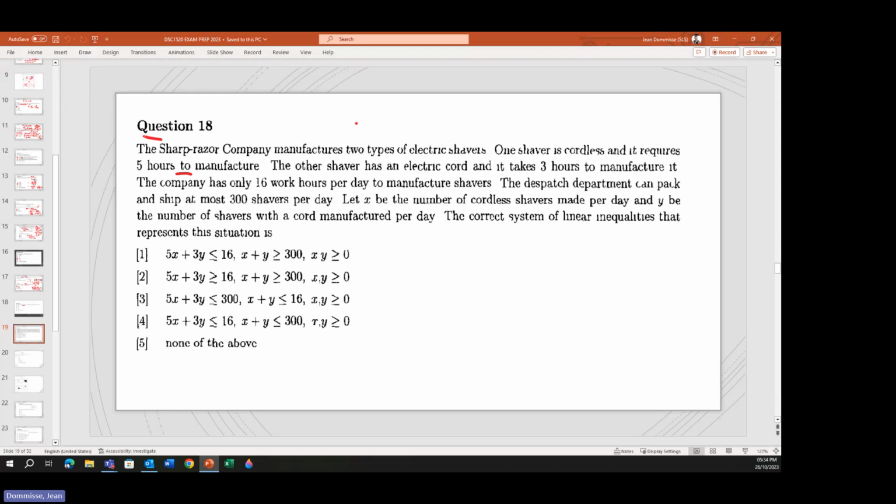Okay, cool. So we start with question 18. Basically linear programming, they tell us one shaver is cordless and it requires 5 hours to manufacture. The other shaver is electric cord and it takes 3 hours to manufacture. The company only has 16 hours.